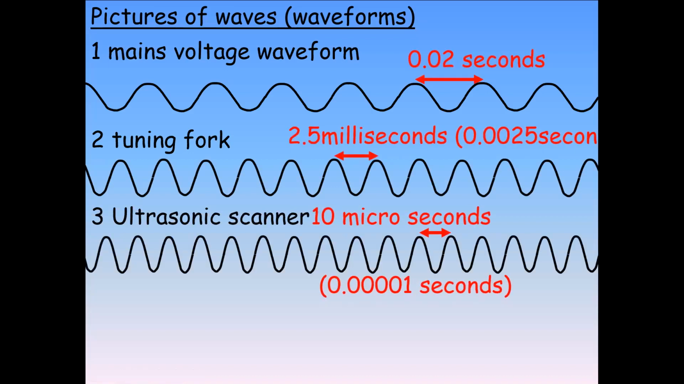These are some waves showing the vibration, like from a mains voltage waveform. The time period is 0.02 second, whereas for a tuning fork it is 0.0025 seconds, which is 2.5 milliseconds. An ultrasound scanner is producing 10 microseconds. That's the time period, the time to complete one vibration.